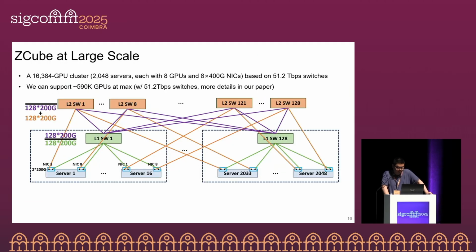This figure shows ZCube at large scale, built as a 16,000 GPU cluster using 51.2 Tbps switches. We can support up to about 590,000 GPUs at max, and we show more details in our paper.